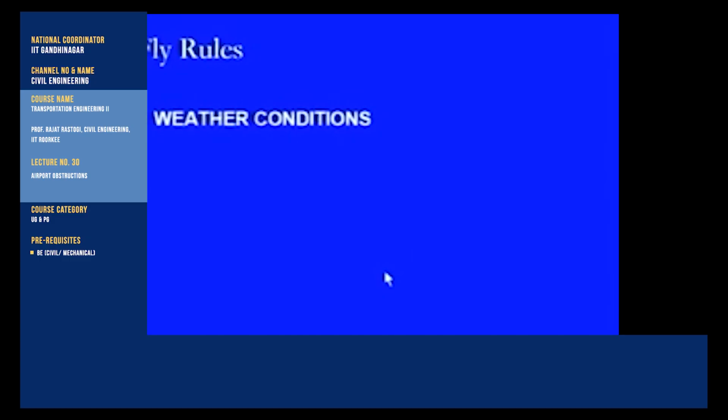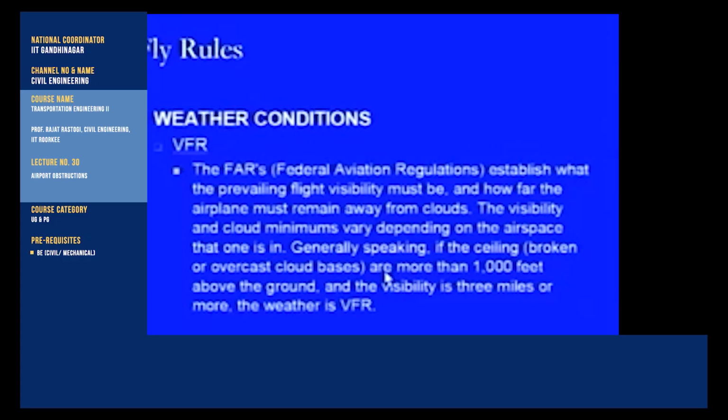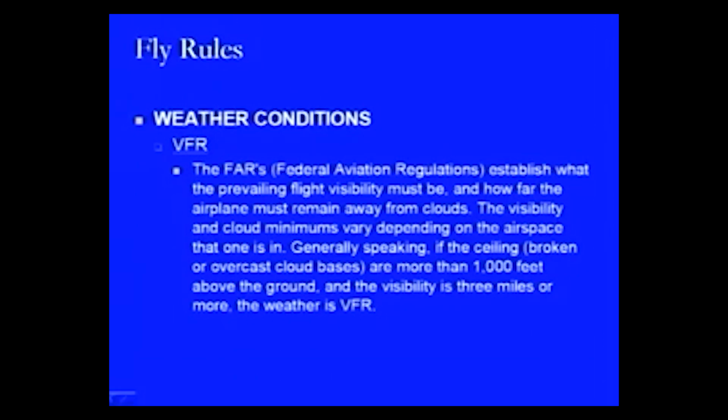Similarly, on the basis of the weather conditions, it can be defined. Here we are defining VFR, and VFR is established by the Federal Aviation Regulations, which say what the prevailing flight visibility must be and how far the airplane must remain away from clouds. That is what is defined as the flight rule with respect to the weather condition.